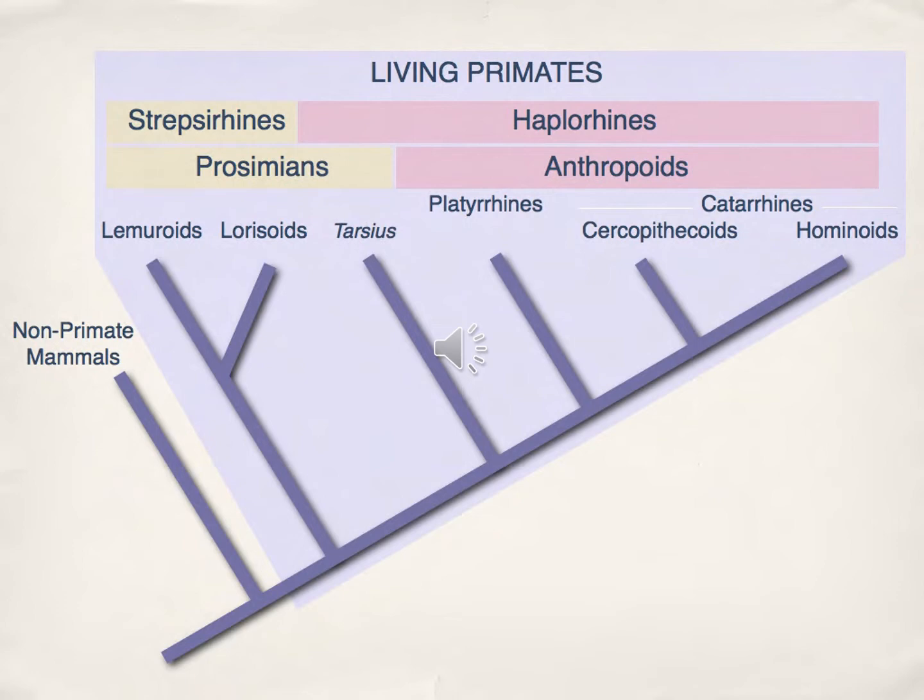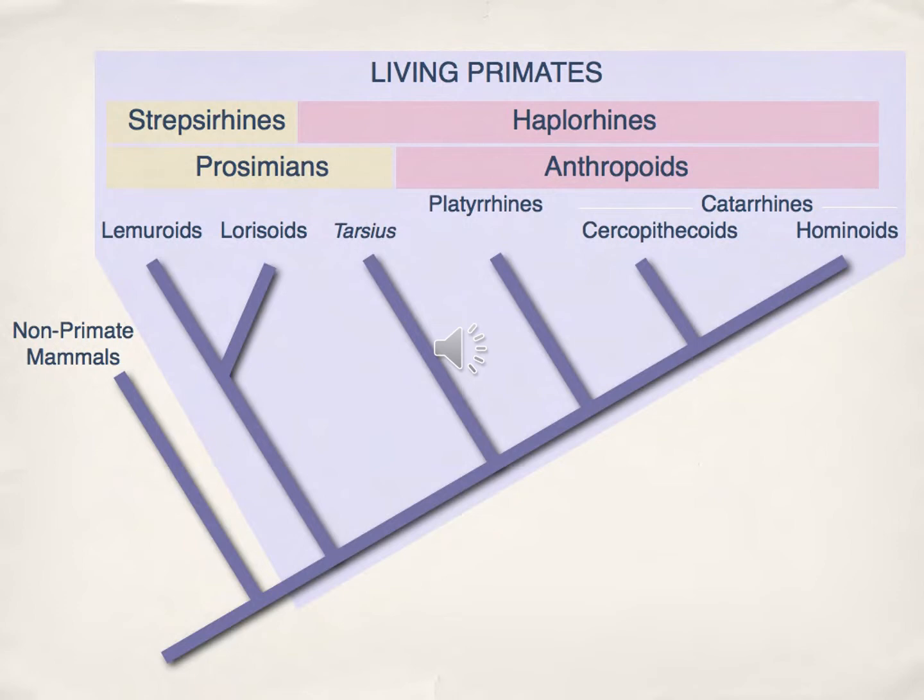Lemurs are the oldest fossils we have. We don't have a very good fossil record for lorises. We have a good fossil record for tarsiers, a decent fossil record for platyrrhines, although it could be better. Some things are missing. We have a good fossil record for Old World monkeys and a pretty good fossil record for apes, and they follow. Hominoids are the most derived, and then lemurs, right?